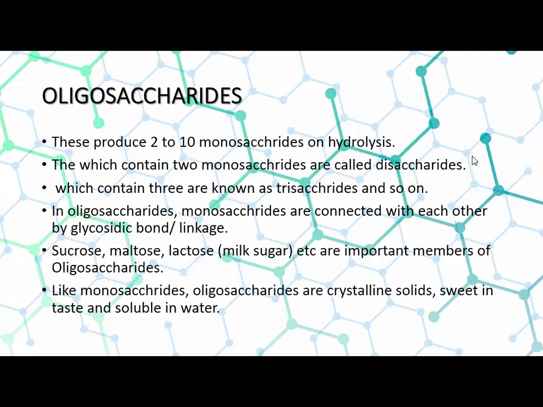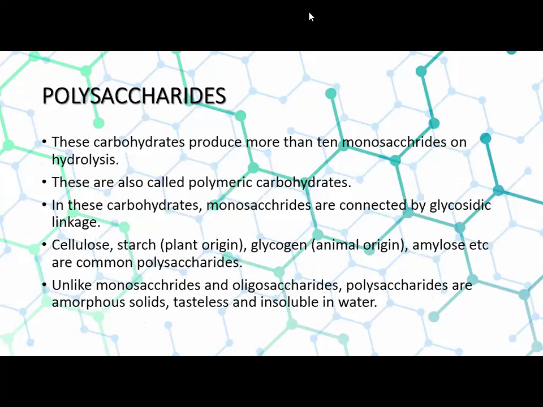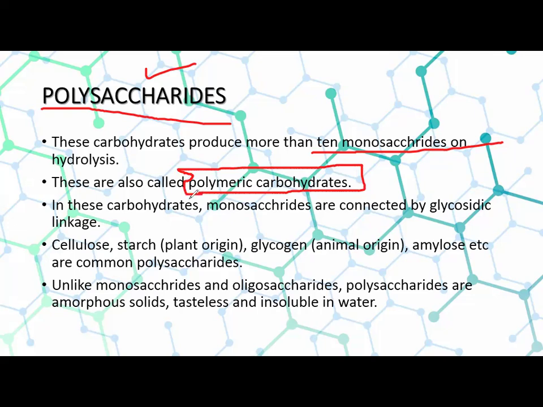Now moving towards the next slide, we have the third class of carbohydrate, that is polysaccharides. Poly means many and saccharides means sugar. It means that on hydrolysis these sugars produce more than 10 monosaccharides, many monosaccharides produced in the hydrolysis reaction. These are also called polymeric carbohydrates. Remember that polysaccharides are also known as polymeric carbohydrates, and in these carbohydrates monosaccharides are again connected through glycosidic linkage. Examples are cellulose, starch, glycogen, amylose, amylopectin, and all are examples of polysaccharides.